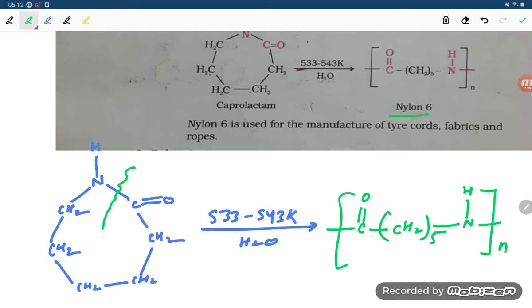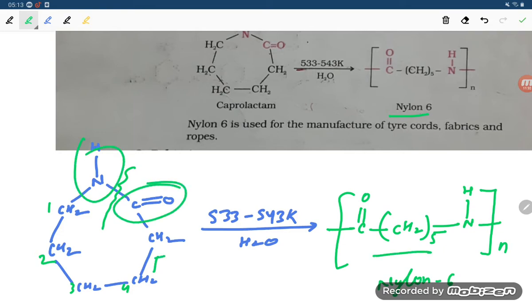This also has the CONH group, student, and this is known as nylon 6. There are 5 carbons, 1 2 3 4 5, in the center, with the CO group and NH group as it is. Nylon 6 is used in the manufacture of tires, cords, fabrics and ropes.